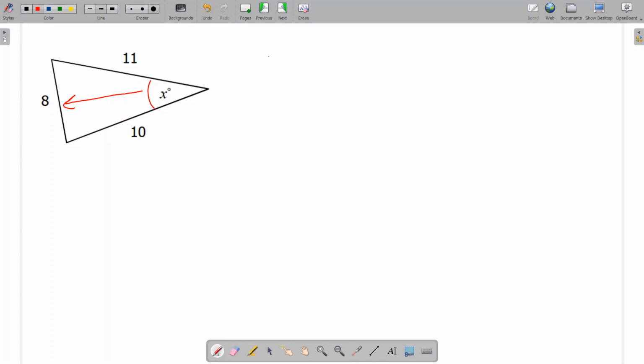Now my equation is going to be 8 squared, because that's the side opposite the angle I'm looking for, equal to my two other sides squared and added together, minus 2 times those same sides, times cosine of my missing angle x. What's really important here is that this angle and this side on the opposite side of your equation have to be opposite of each other, okay? And opposite meaning across from each other on the triangle. If you don't have that set up properly, it's not going to work.